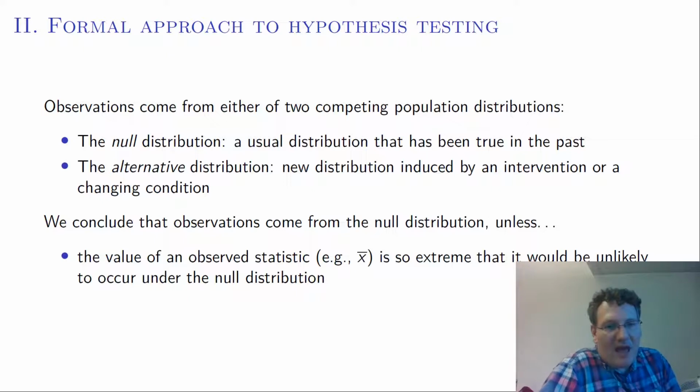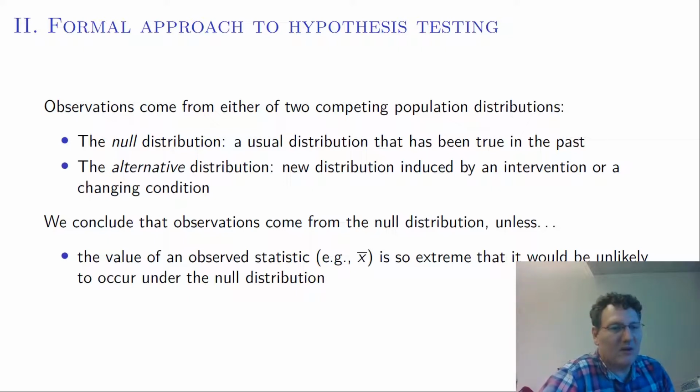So the idea would be that we take the approach that there's really two possibilities. Either the data is being drawn from a null distribution, or it's drawn from an alternative distribution. The null distribution is a distribution that maybe has been true in the past, for example, where the mean of the population is assumed to be some value that was the mean in the past. And the alternative distribution is some other distribution introduced by an intervention or a changing condition, or some sort of hunch or something like that.